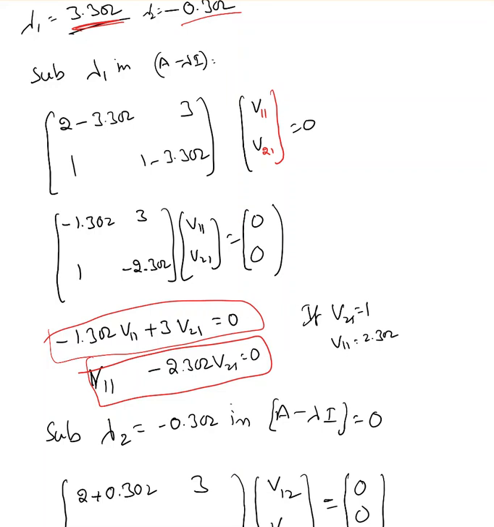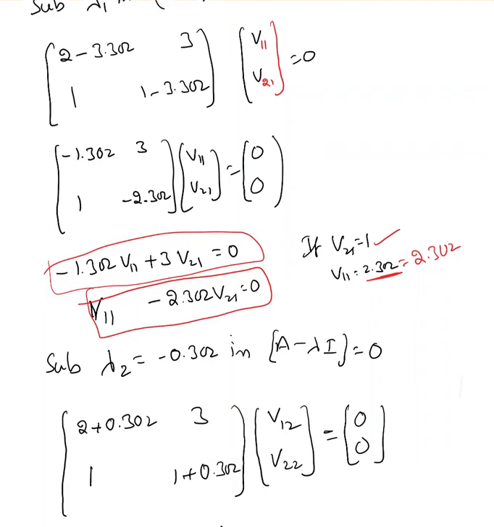If you're ending up with a different equation, for sure that eigenvector does not exist for that matrix. So here I chose v21 equal to 1, and v11 I end up with 2.302. Do I need to choose only one? No, it's up to you. You can choose any number, 2, 10, 100, 1000, whatever it is, but I always go with the smallest one, to make it easier.